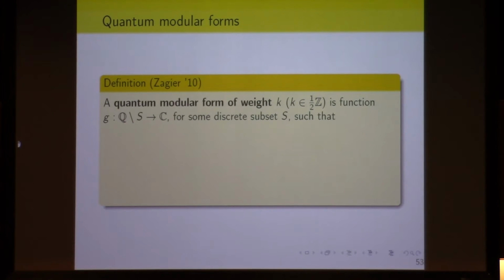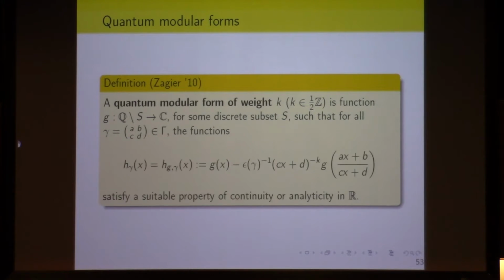So quantum modular forms have some weight, and they map from the rationals to the complex plane, or maybe the rationals minus some discrete subset, that's all right, such that under SL2, this difference is not 0, but it's some nice analytic function in R, some real analytic function, maybe some nice continuous function in R.